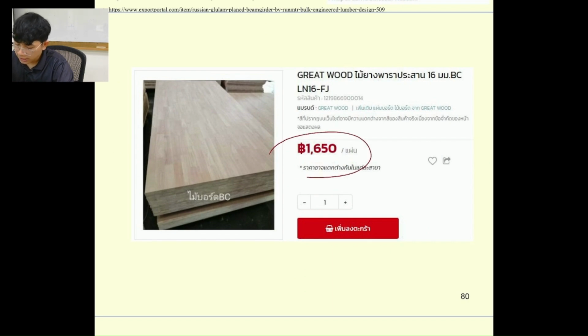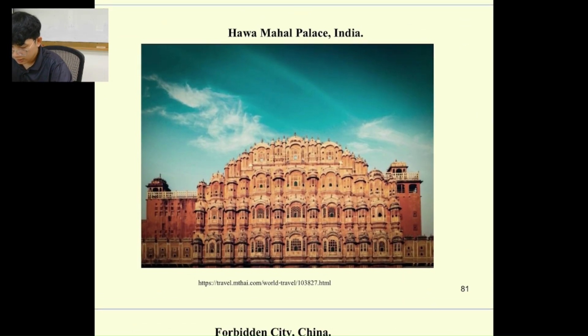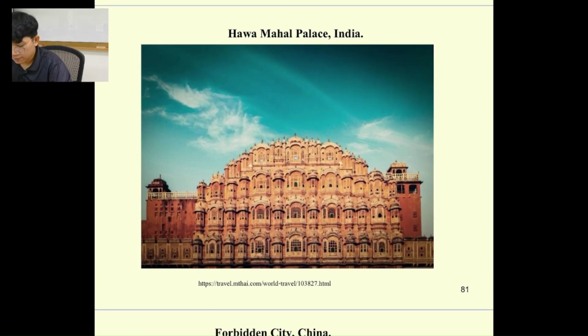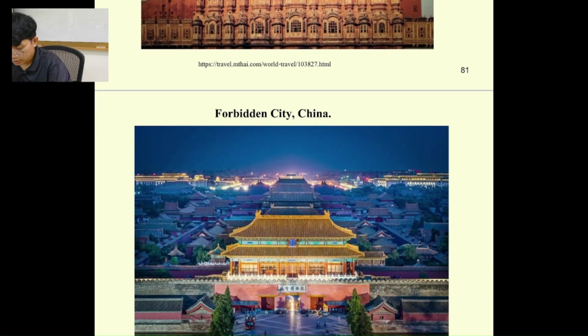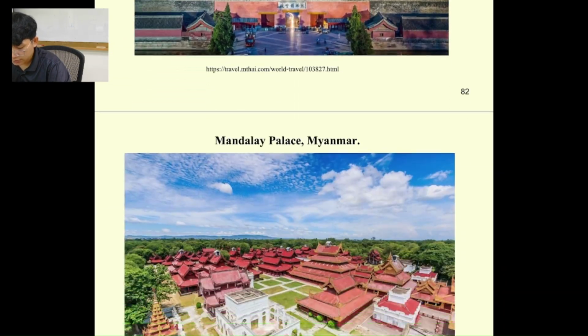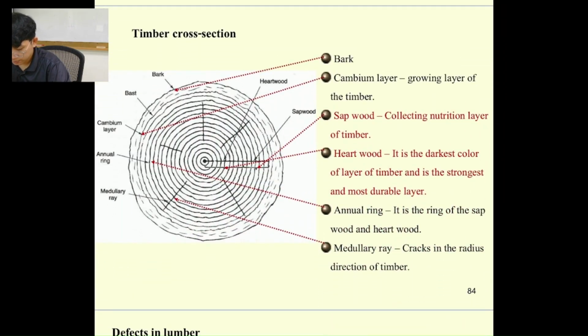You can see that just one piece of the wood costs around 1,650 Thai baht, while 1 cubic meter of concrete costs only 2,500 baht. And in the past, we had a lot of buildings that used timber.